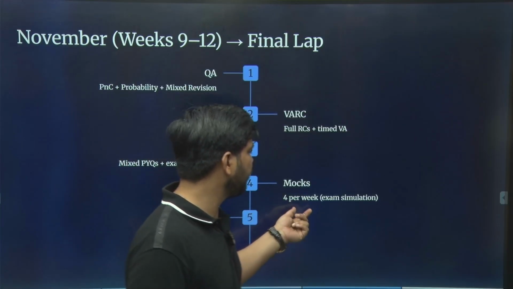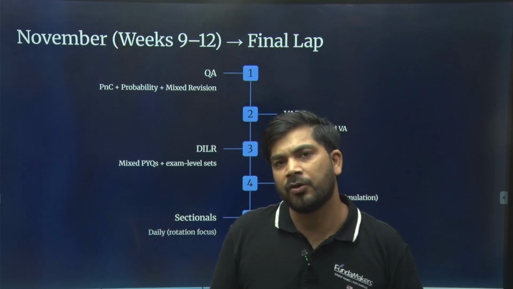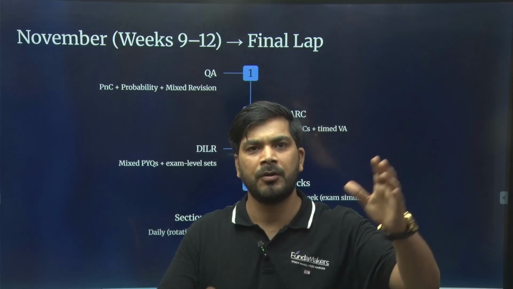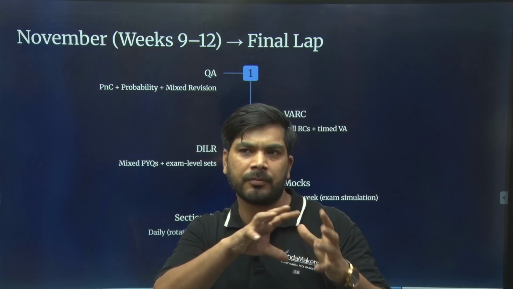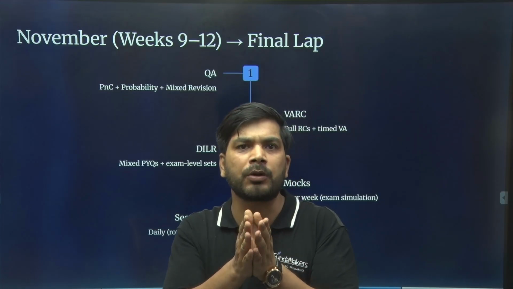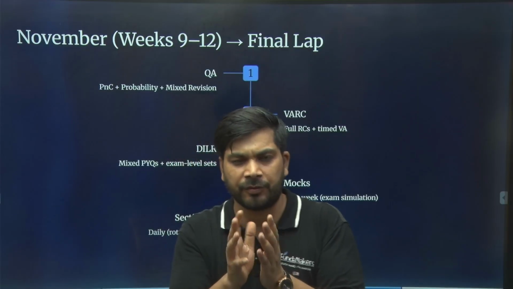And then mocks 4 per week, exam simulation, very important, right? This is how you prepare yourself. So September, October, November. September, you do this, you do so much that you are able to reach, say, 70 to 80 marks in the paper. 60 to 70 marks in the paper.